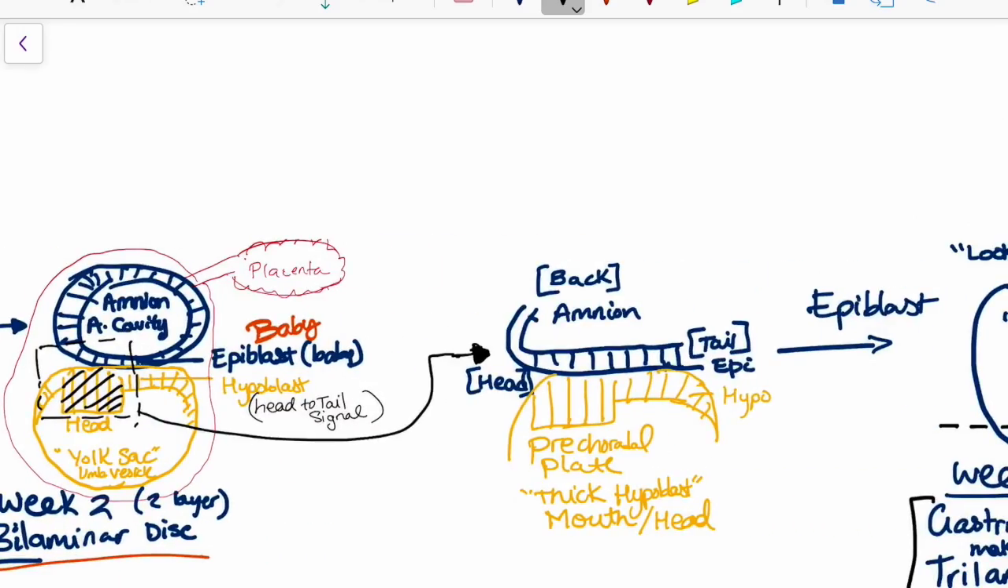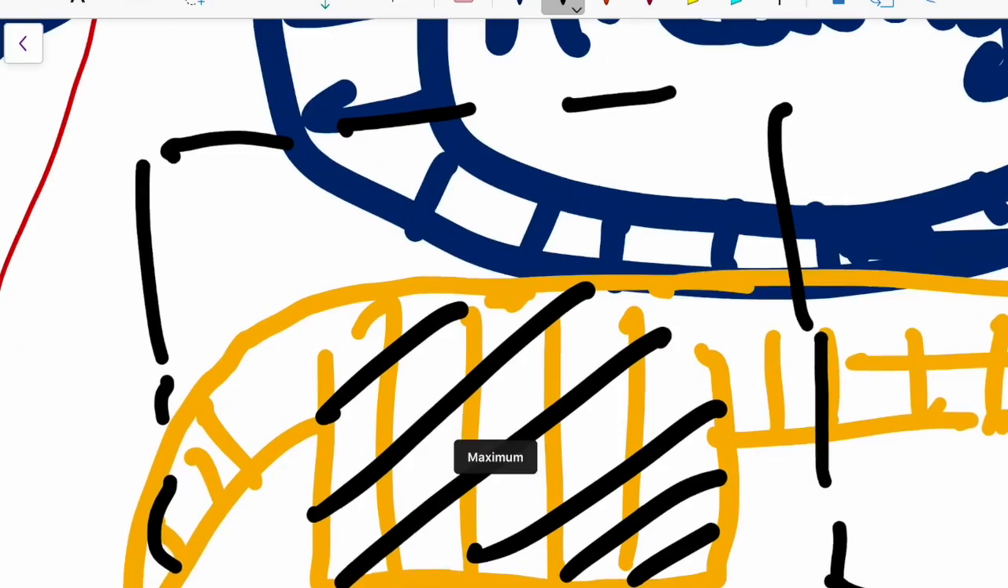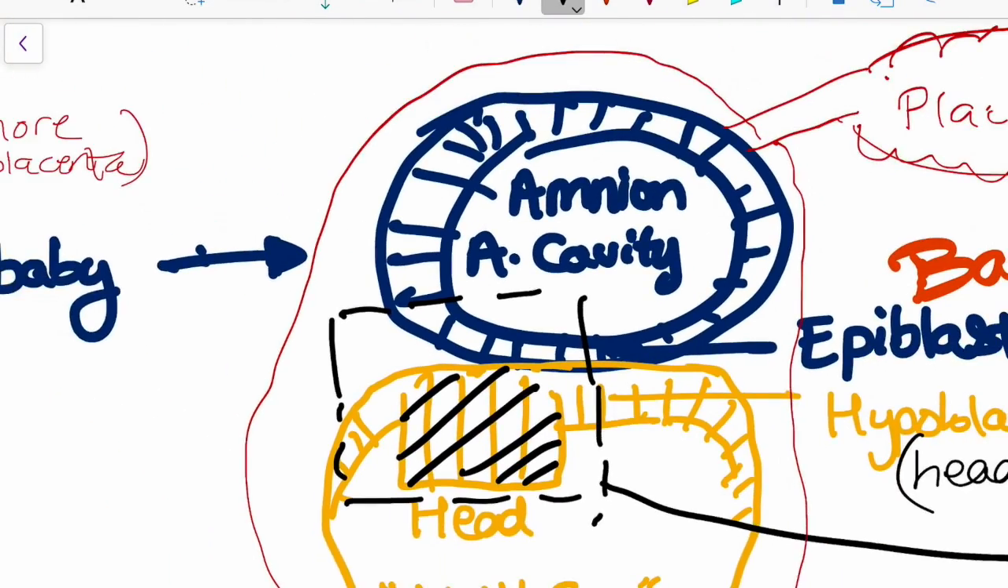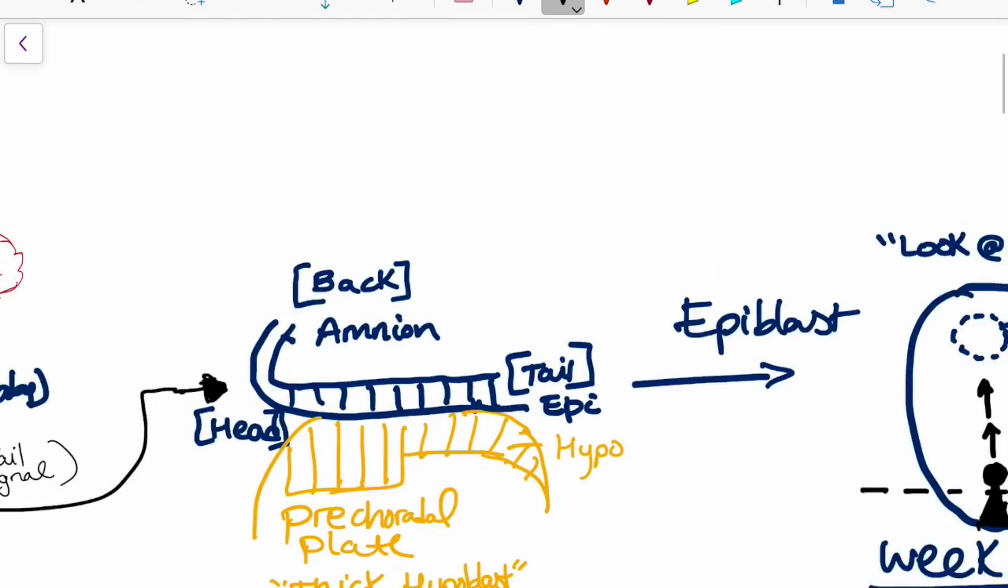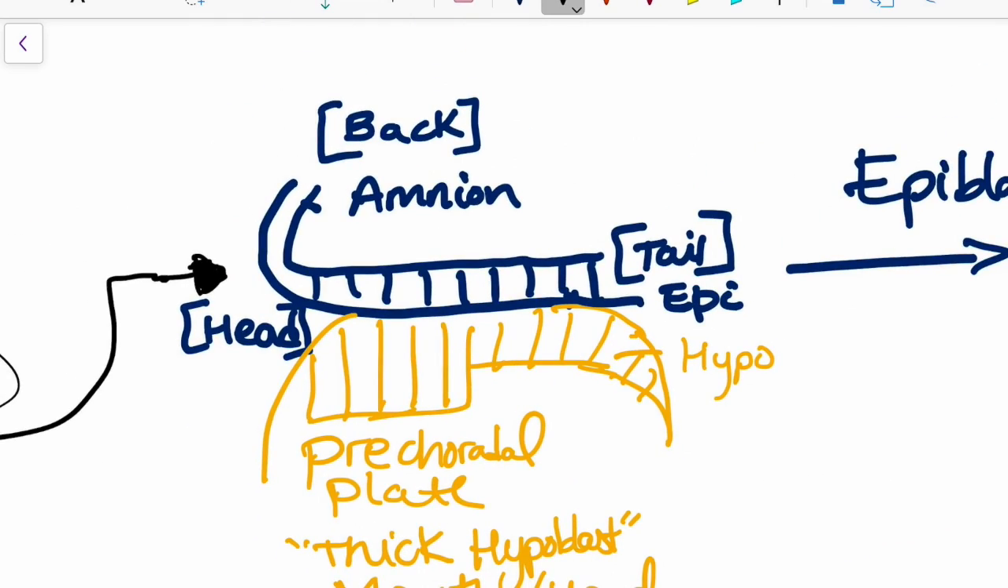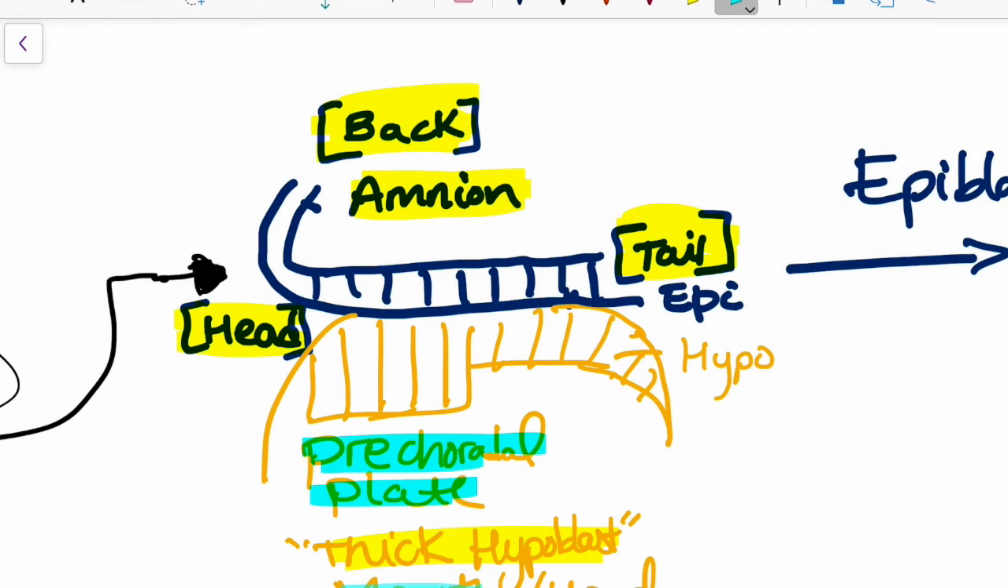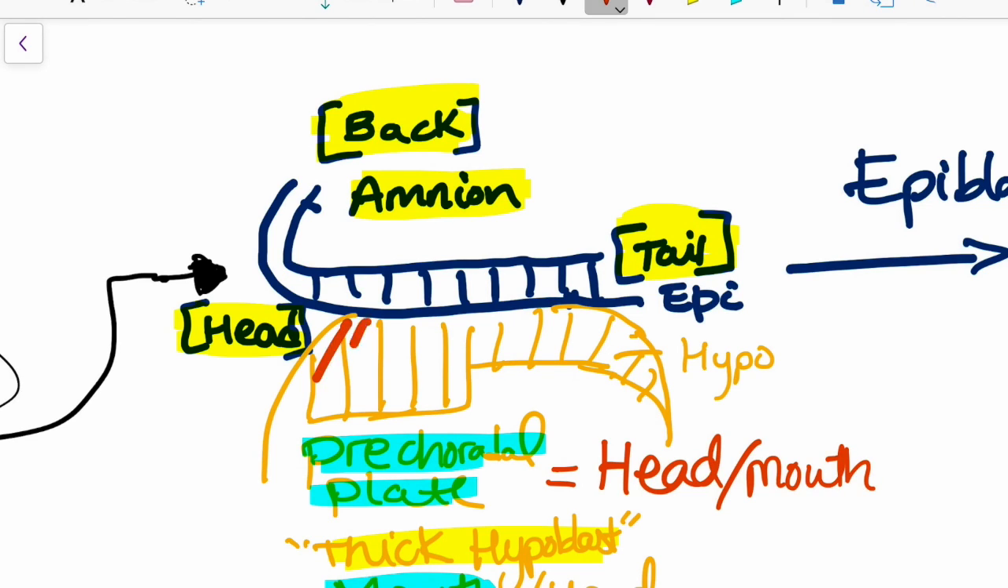So if we zoom in on this right here, with the precordial plate and the epiblast on the top and the hypoblast on the bottom, you can see it here. This is the baby's back. This is the head of the baby. This is the tail of the baby. You have the amnion, or the amniotic cavity, up top towards the back. You have the thick hypoblast called the precordial plate, and this is where the mouth and the head portion will be. Anytime you see the precordial plate, you know that is where the head or the mouth is. That is the significance of that thickening.